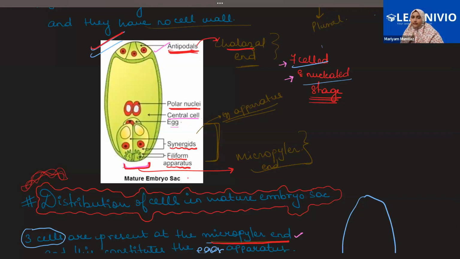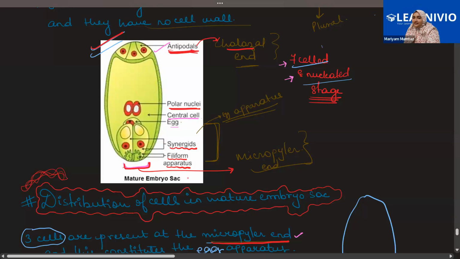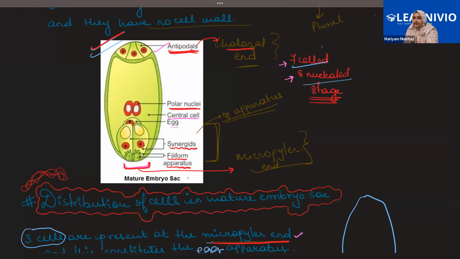Tell me how. Each of the ones that have the cell wall. Listen to my question again. Tell me the number of nuclei, meaning the nucleus. How many nuclei can you see? All of the red ones are the nuclei. So how many nuclei are there? 8. Yes, 8 nuclei are there.